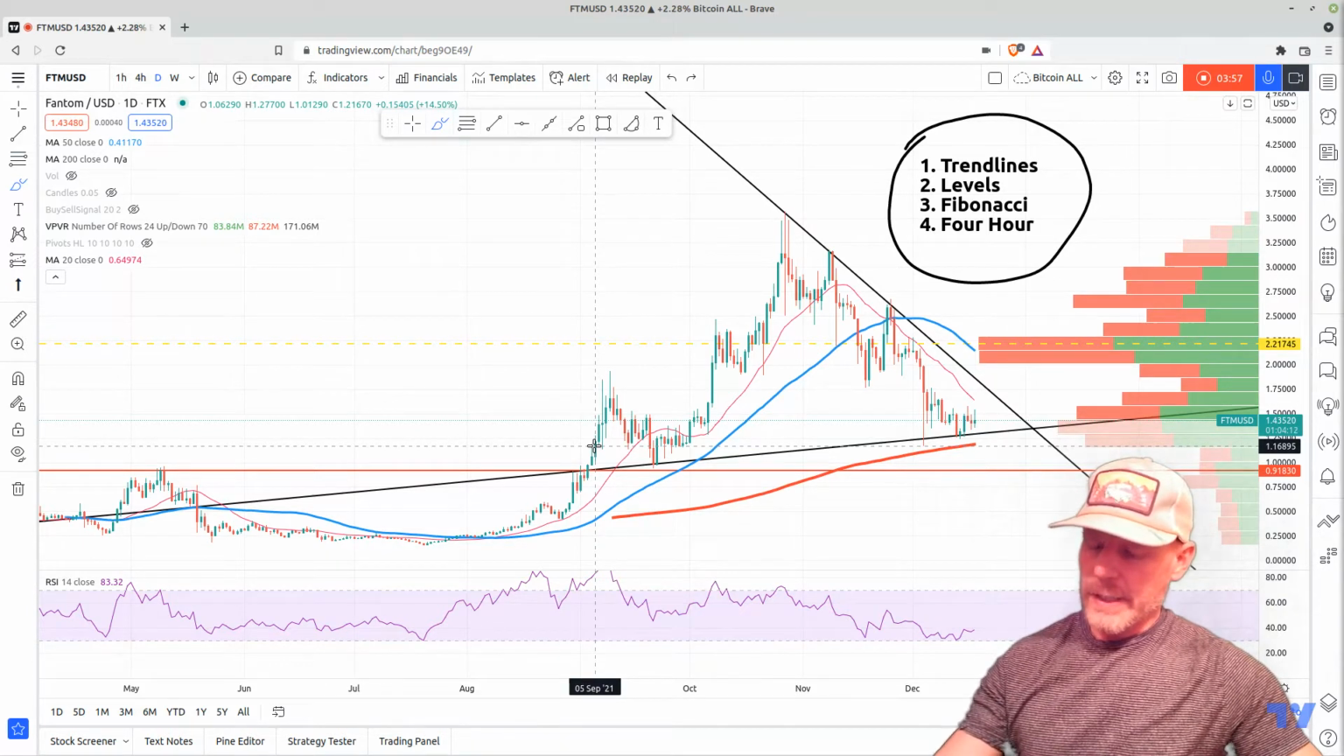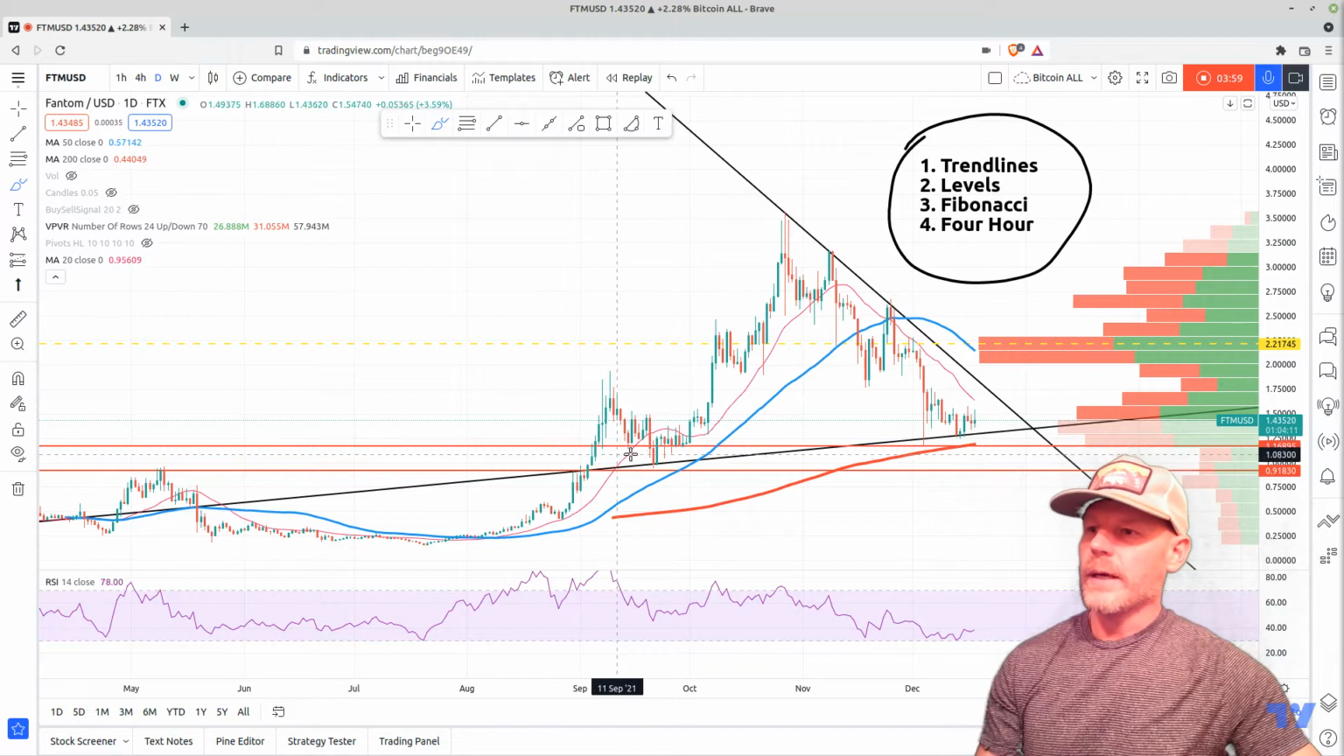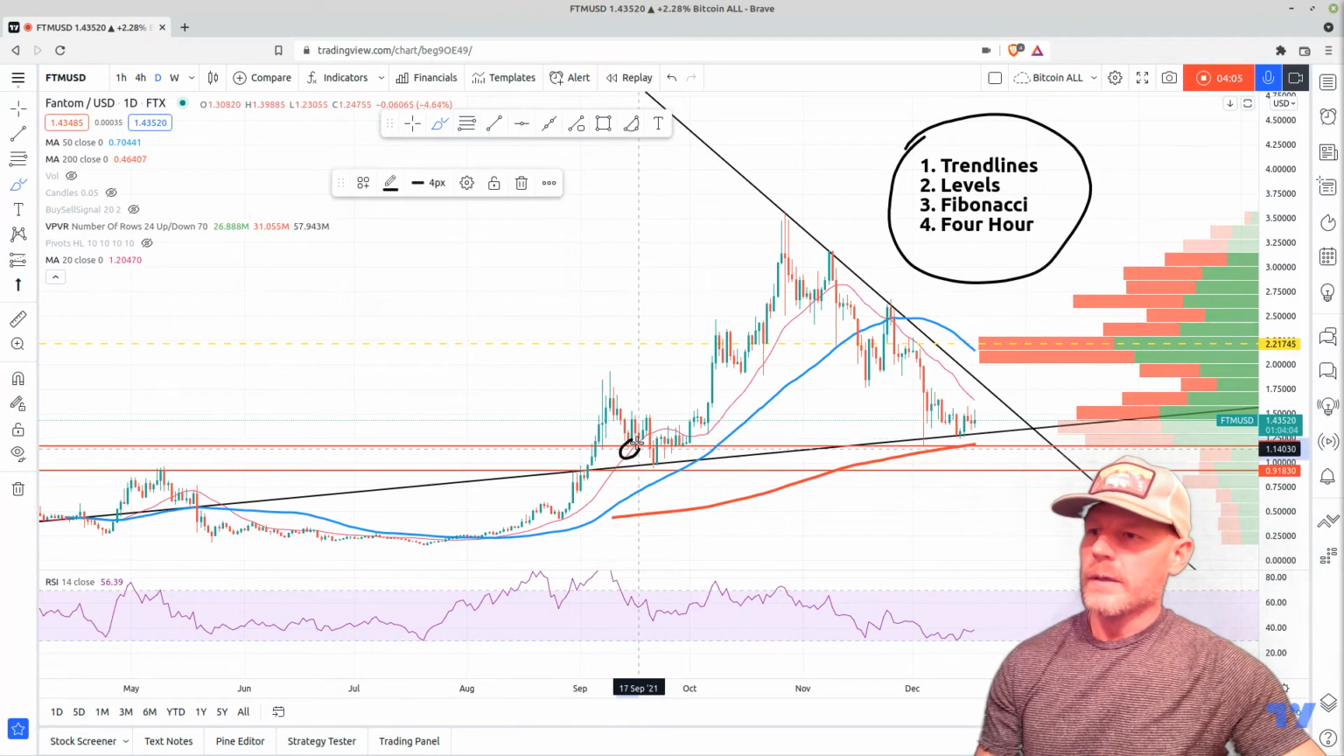I see a level right here. Now, why did I put it right there? First of all, got my pen out. All right, we touched here and rejected to the upside. Then we came back down, tried again. We came real hard. This time we broke. And when we broke, we went all the way down to our trend line.